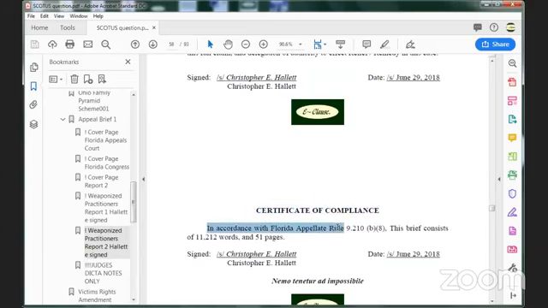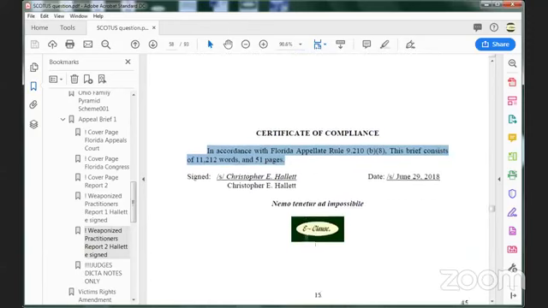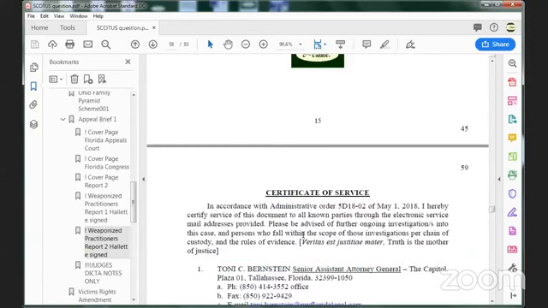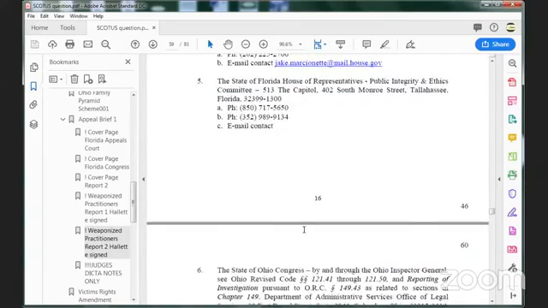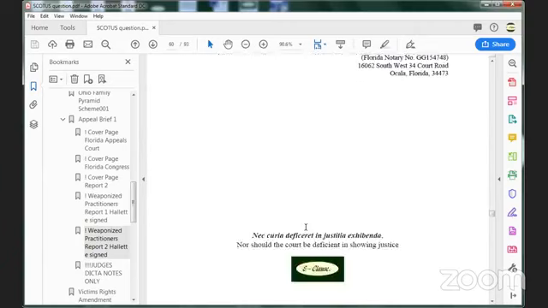Well, in accordance with Florida appellate rule 9.210(b)(8), the brief consists of 11,212 words and 51 pages, not including the crap that came over from the district court at that time. So again, this is just me making my record, and this is who was all served, right, throughout the process, all 6 of them.